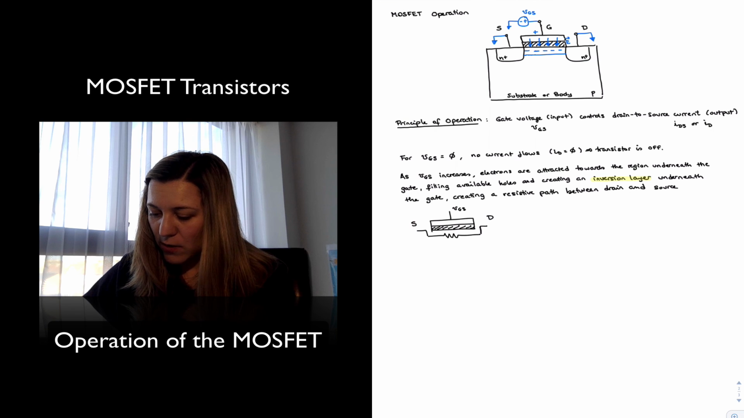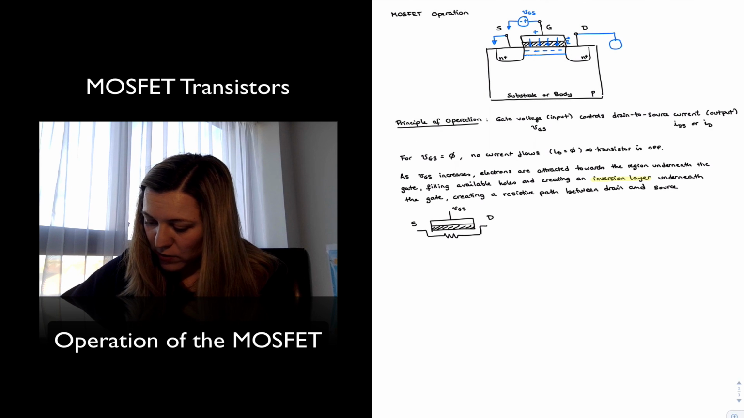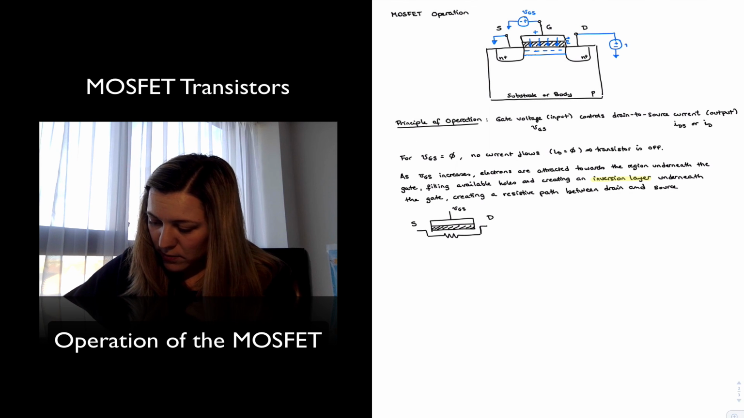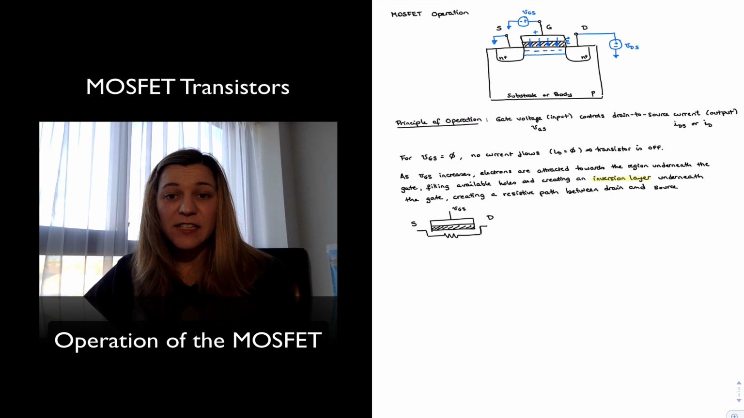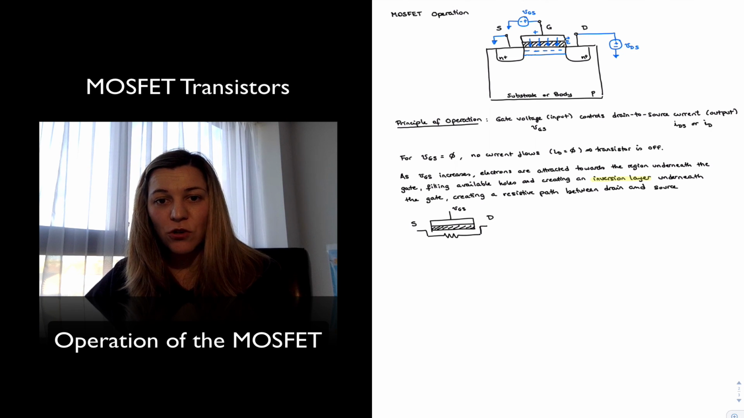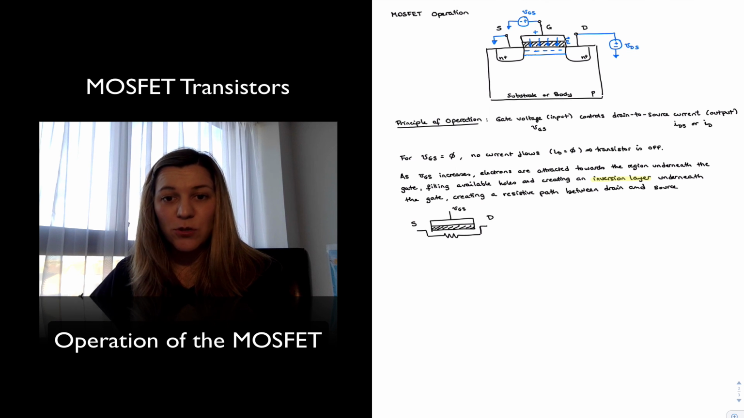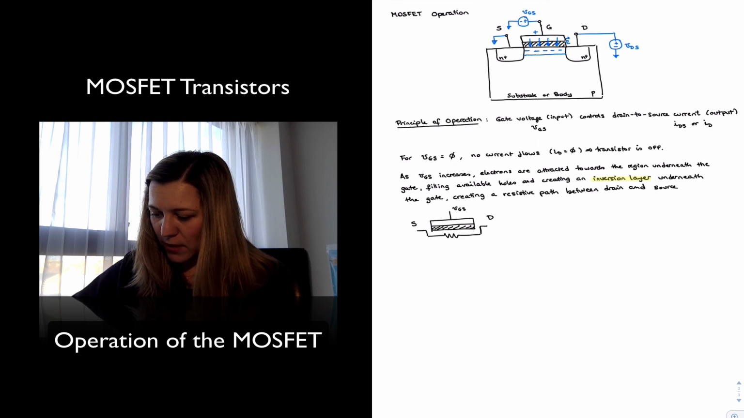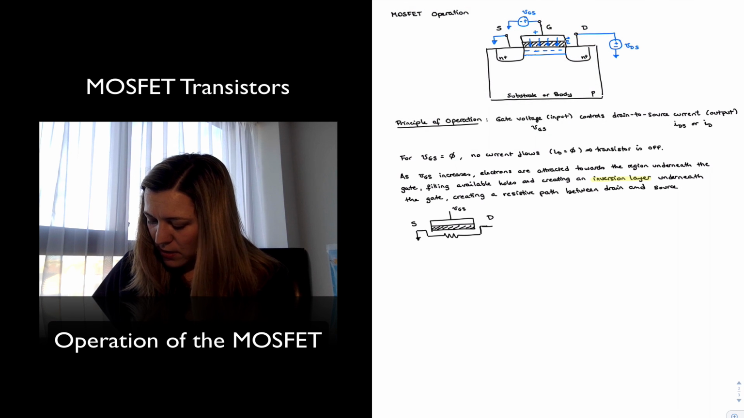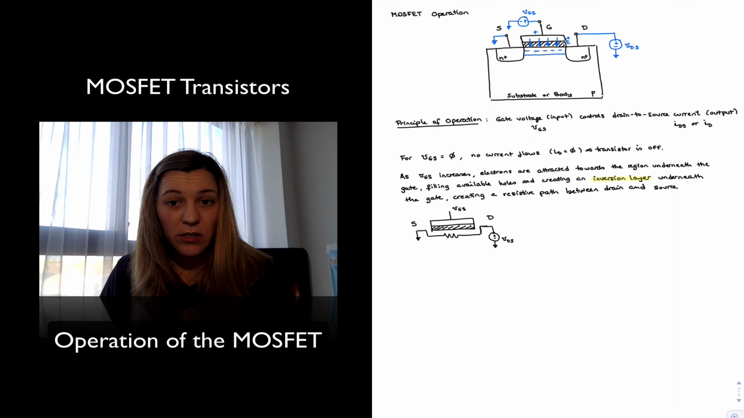But let's say that now I apply a voltage at my drain terminal, VDS, and typically for a MOSFET transistor, all the voltages are going to be with reference to the source voltage. So in essence, what I have here is the following. My source is tied to ground, and this is tied to a voltage source VDS. And so as we expect, current is going to flow.